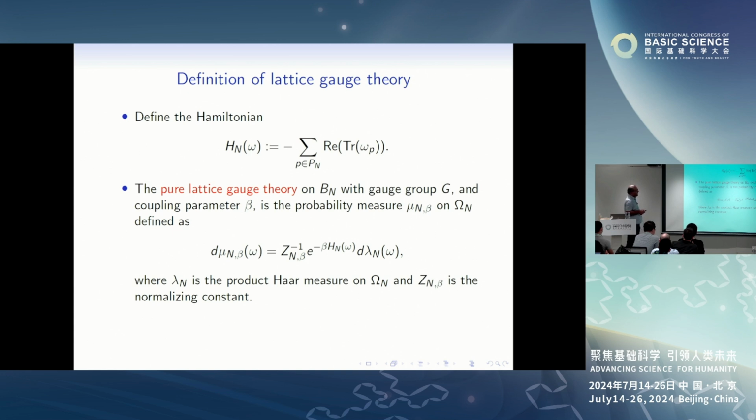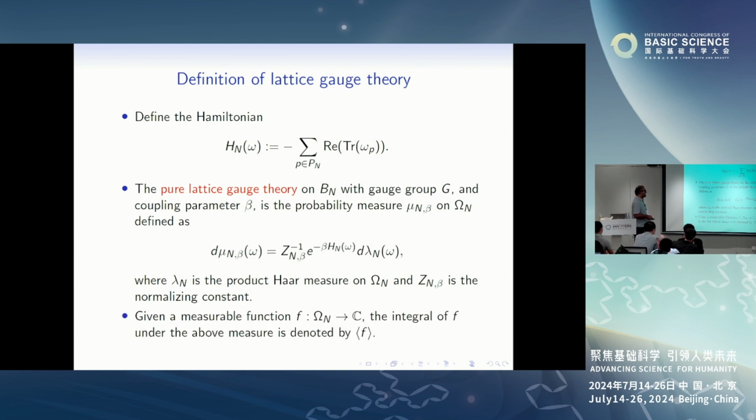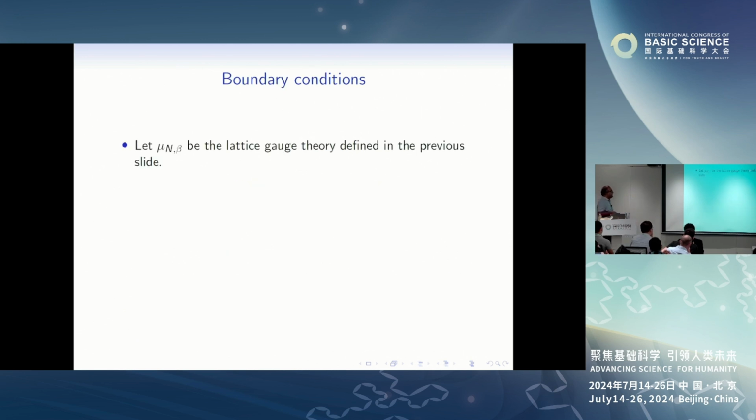Okay. All right. So given a measurable function, the expectation of f under this measure is usually denoted by this angle bracket f, as is again customary. Okay, so we'll also talk about boundary conditions. So you have this lattice gauge theory that I defined. I didn't have any boundary condition, it's free boundary. But you can also put boundary conditions.